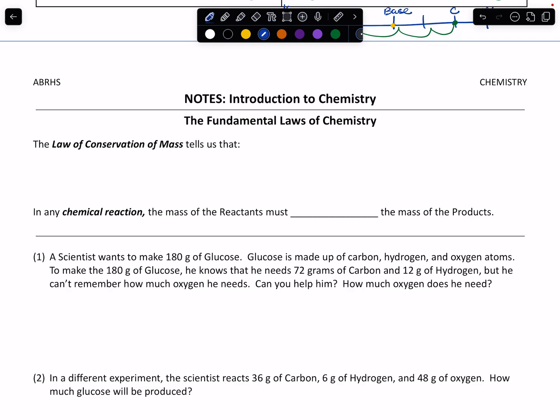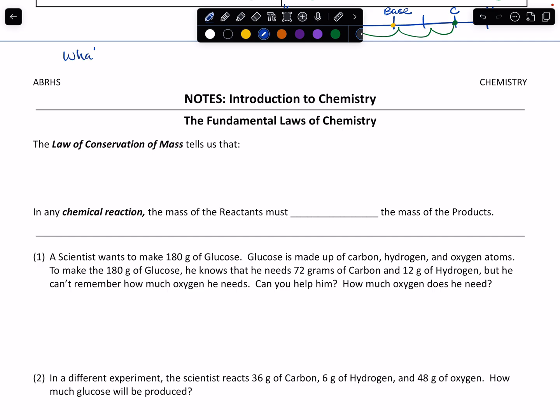This screencast is going to focus on two of the fundamental laws of chemistry, the law of conservation of mass and the law of definite proportion. As part of the screencast, I'm going to talk a little bit about what those laws are, and then we're going to go through some practice problems that show you how to apply those laws. All right, so first, before we get started, a quick definition.